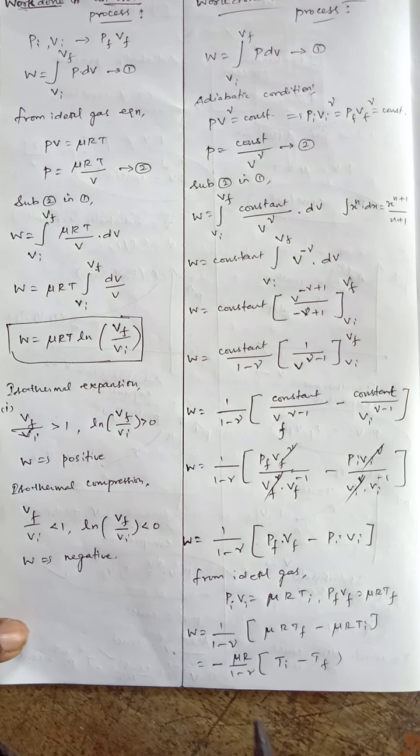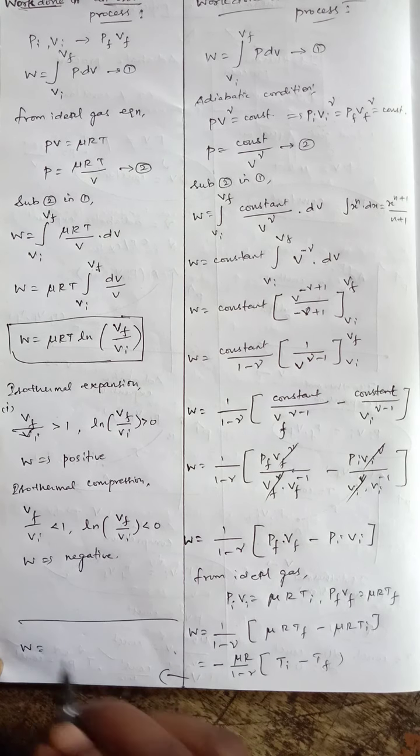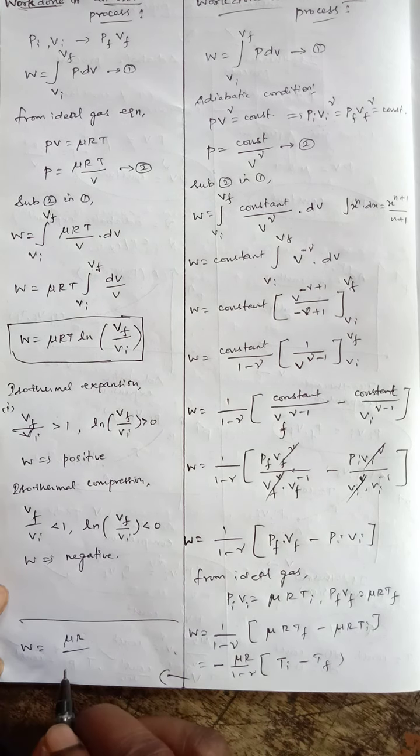Now bring this minus into the denominator. So I will write here W is equal to mu R. Minus goes here, which means plus becomes minus, minus becomes plus. So I will write gamma minus 1. Gamma minus 1 into Ti minus Tf. So this is the formula for the work done by the gas during the adiabatic process.